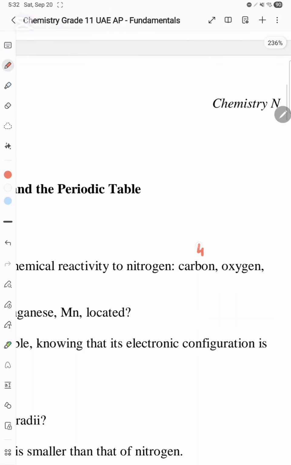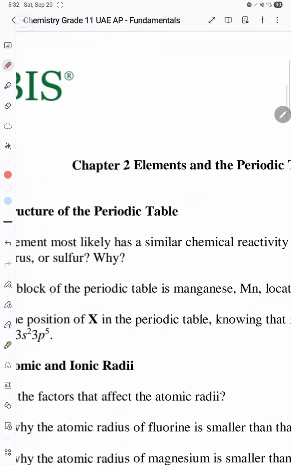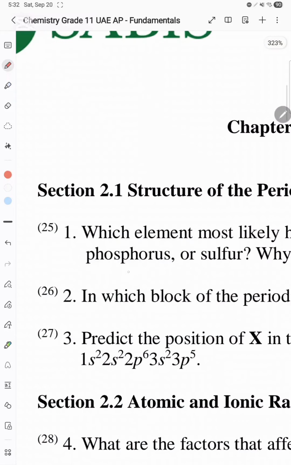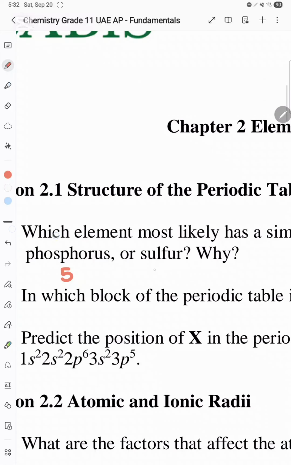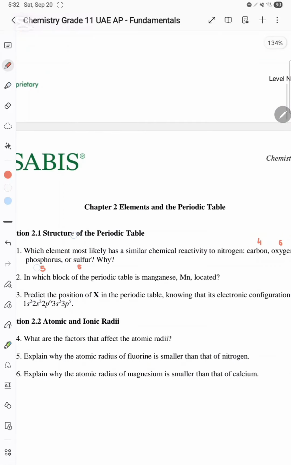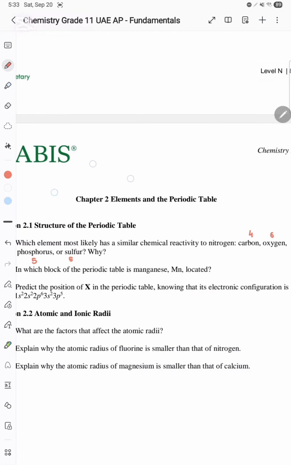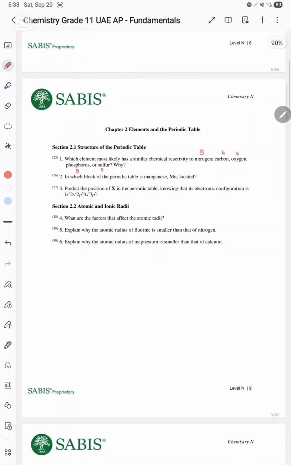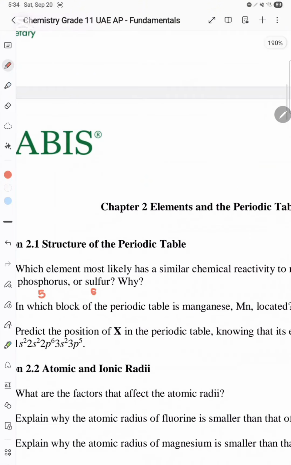Carbon is in group 4, oxygen is in group 6, phosphorus is in group 5, and sulfur is in group 6. Now, nitrogen, it's in group 5. So, when we talk about chemical reactivity, we need to know that elements of the same group have the same chemical activity, or reactivity, my bad.